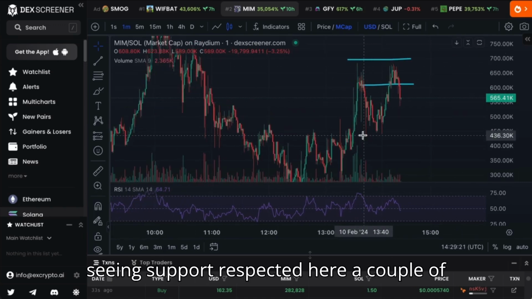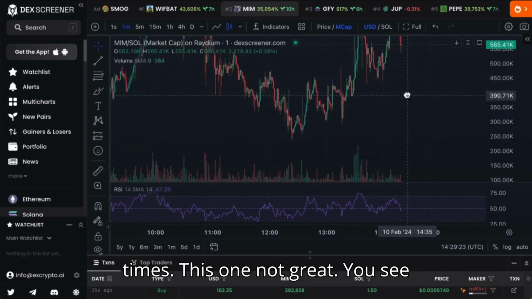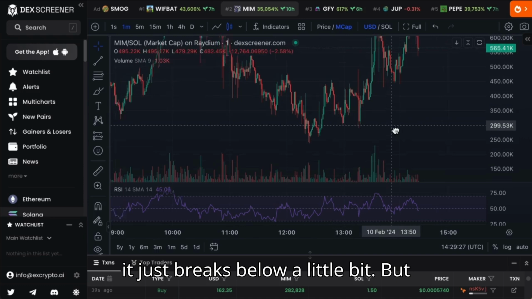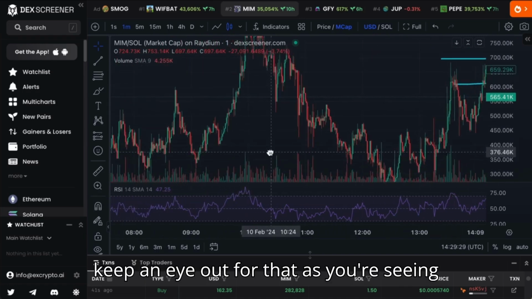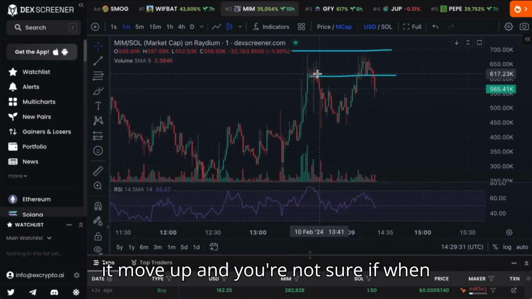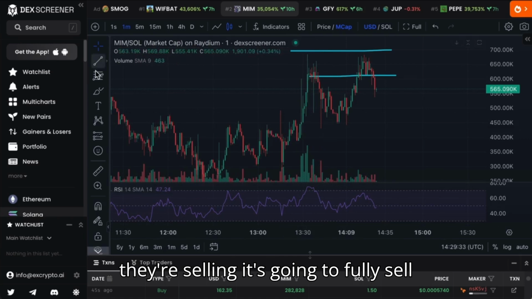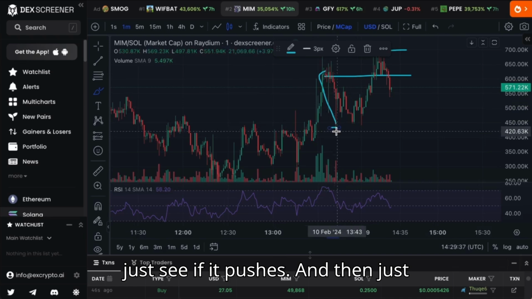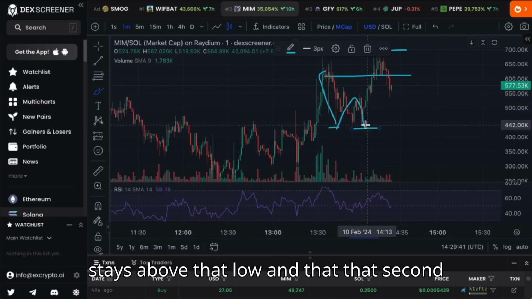But again, you're seeing support respected here a couple of times. This one, not great. You see it just breaks below a little bit. But keep an eye out for that. As you're seeing it move up and you're not sure if when they're selling, it's going to fully sell off, well, just see the first low it came to, see if it pushes and then just stays above that low. And that second one could be an entry point.